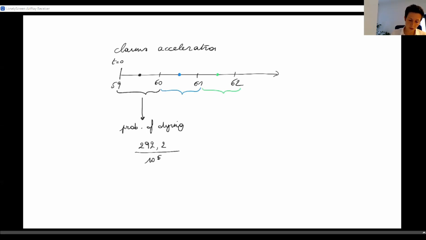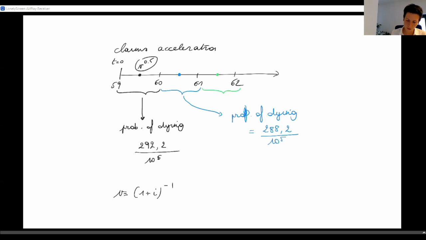And of course, the discount factor that you will then use is v to the power 0.5, where v is equal to 1 plus the interest rate to the power -1. If you look at the blue cover, the probability of dying between age 60 and 61, if you look at the multiple decrement table, turns out to be equal to 288.2 divided by 100,000. And here I will discount with a factor v to the power 1.5.